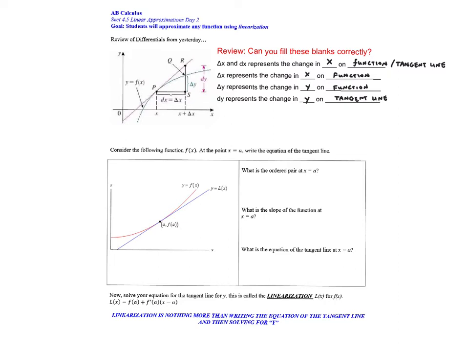Now a little review from yesterday. We calculated dy by taking f prime at x times dx. Okay, and dy was an approximation for delta y, the actual change. So this is an approximation. This is the actual.